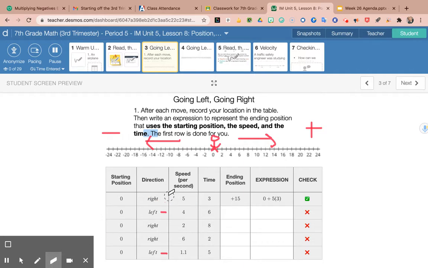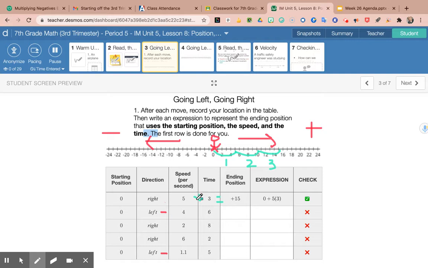And they give me the speed, which is how far my person travels per second. So my person travels 5 steps per second, and he does that 3 times. So I'm going to show you on here. So he goes 5 steps, that's 1 second. 5 steps, that's 2 seconds. 5 steps, that's 3 seconds. So he went 5 steps every second for 3 seconds, and we end up at 15. We also ended up at 15 on my number line.